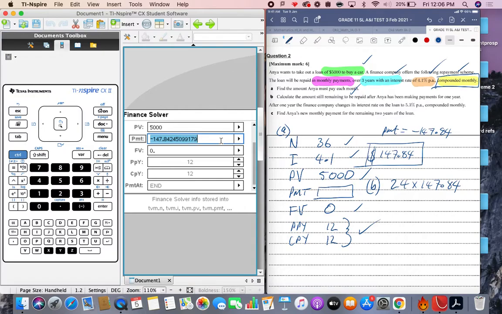Does that feel okay? A lot of you were thinking logically, if I've already paid 12 lots, I'll just take that away from 5,000. That's how much I've got left to pay. But you've got more than 5,000 to pay in total, right? Because of the interest.